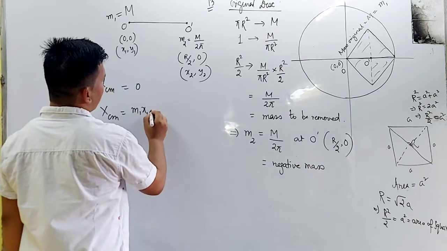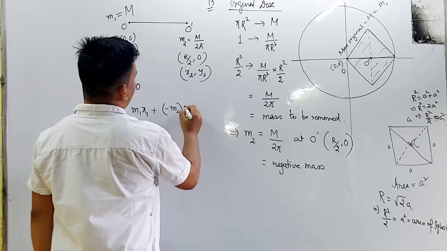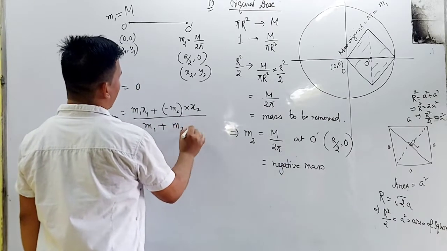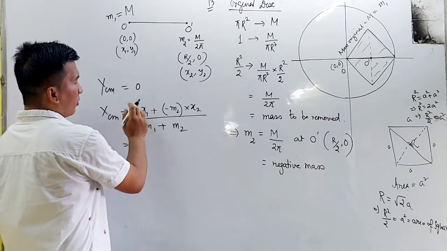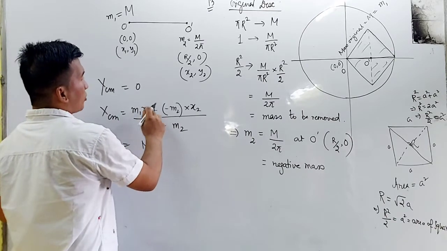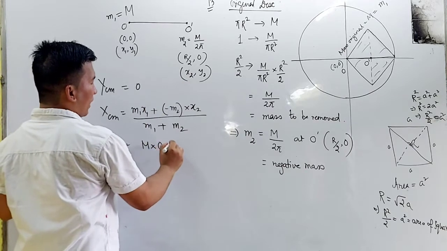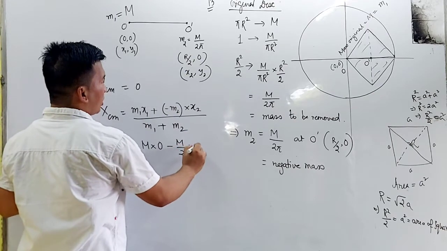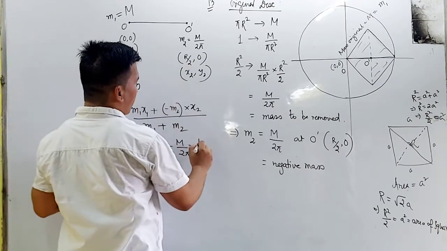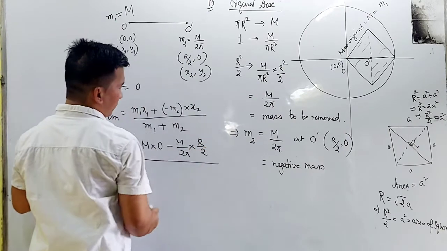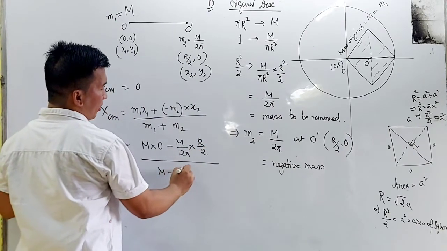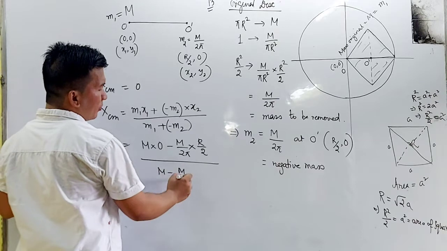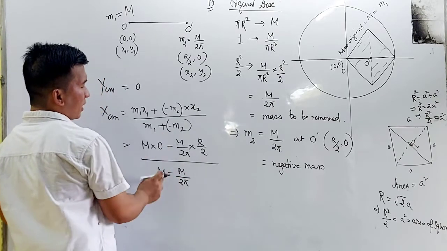So we put it as plus or minus M2, and this is your X2 divided by M1 plus M2. You put the respective value. M1 is capital M, X1 is 0, minus this will be minus M2, which is M divided by 2 pi, into X2, which will be R by 2, divided by M minus M divided by 2 pi. The removed mass is always considered to be negative mass. Now we have to subtract M divided by 2 pi from the original mass capital M.